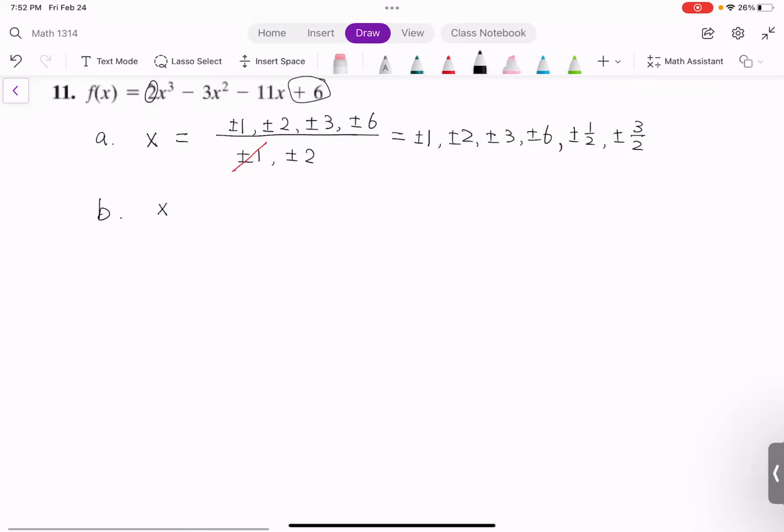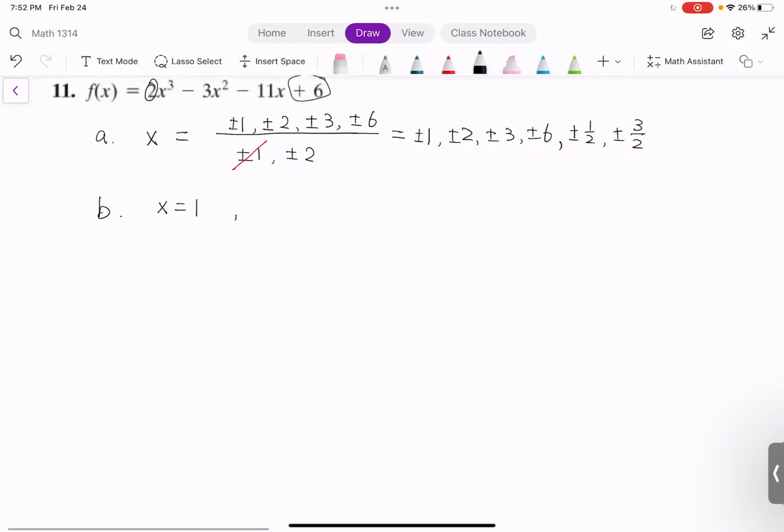Let's take a guess. Maybe we can start from the easy one. We say x equals 1. So the divisor form is x minus 1 equals 0, because we subtract 1 from both sides, making the right side 0. Okay, let's see if I can find the remainder is 0. So write a rectangle and put all the coefficients inside: 2, -3, -11, +6. Put 1 here.